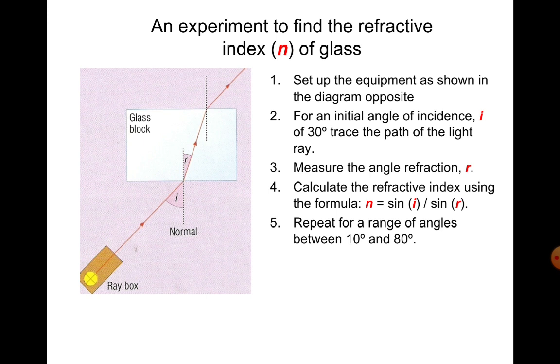You have to repeat this, and you can repeat this between angles of 10 and 80 degrees, and you will see every time, if your measurements are correct, the refractive index will be the same. So at the end you could calculate the average value of n. Obviously, if you have a calculated n that is way off, you should repeat the angle that you measured with.